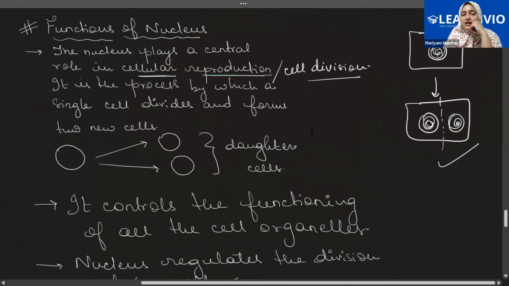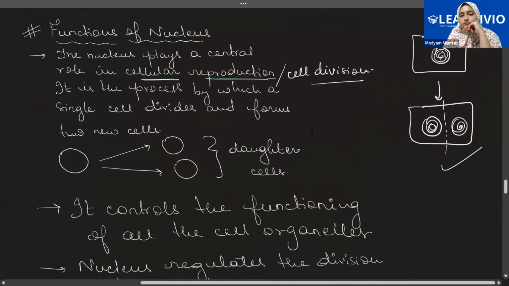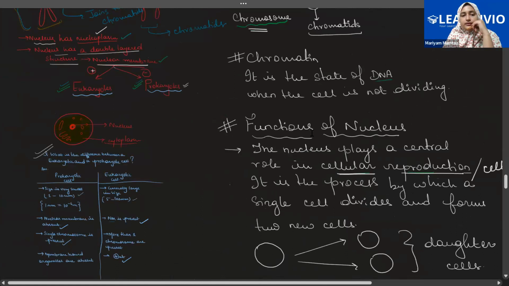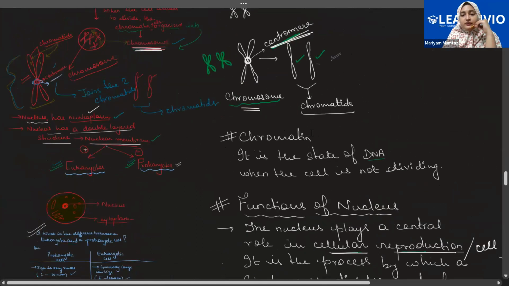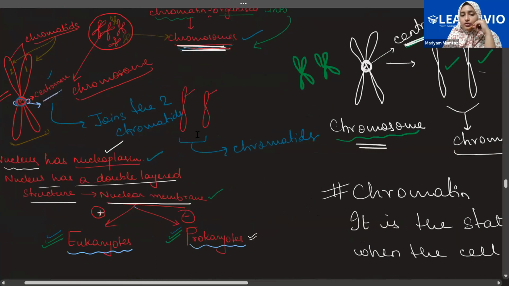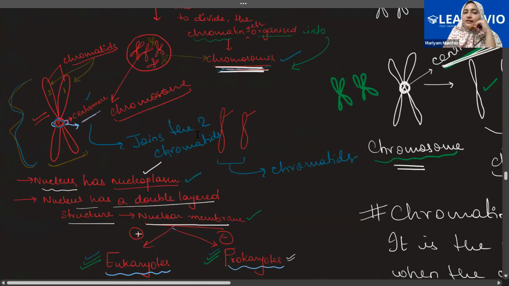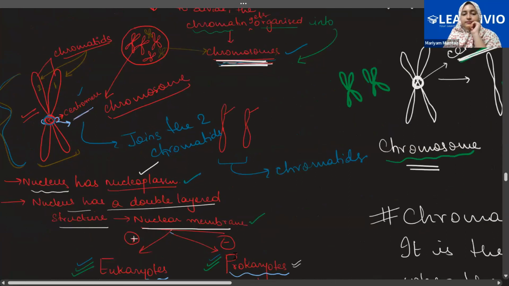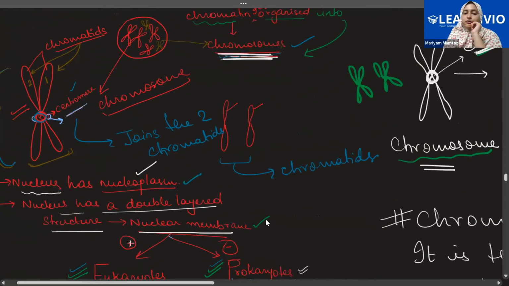Any doubts up until now? All right. Okay, students. So first you note this down. You should also draw how I've depicted the chromatids and the chromosome. You should draw it so that you don't have any confusion further. Okay. Now you people can note it down.